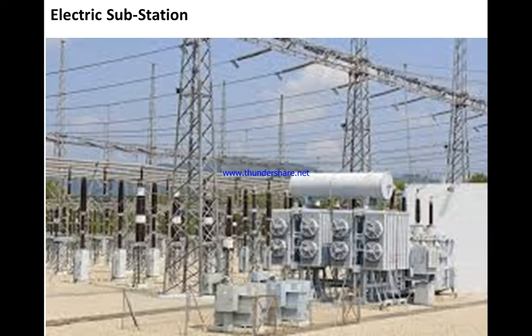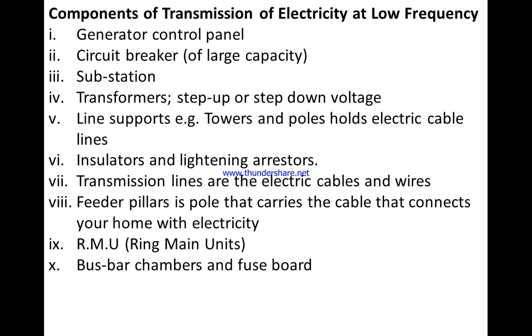Okay, so now here in this picture we see an example of an electric substation, how it appears. Now let's look at some of the components which transmit this electricity at low frequency. Number one is the generator control panel. The generator control panel is located at the substation. It is where electricity is now conveyed or distributed to our various homes and offices.